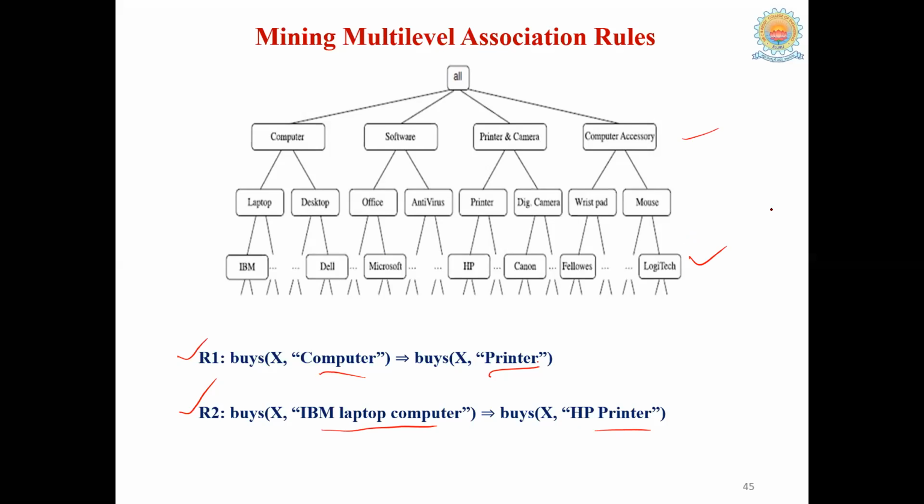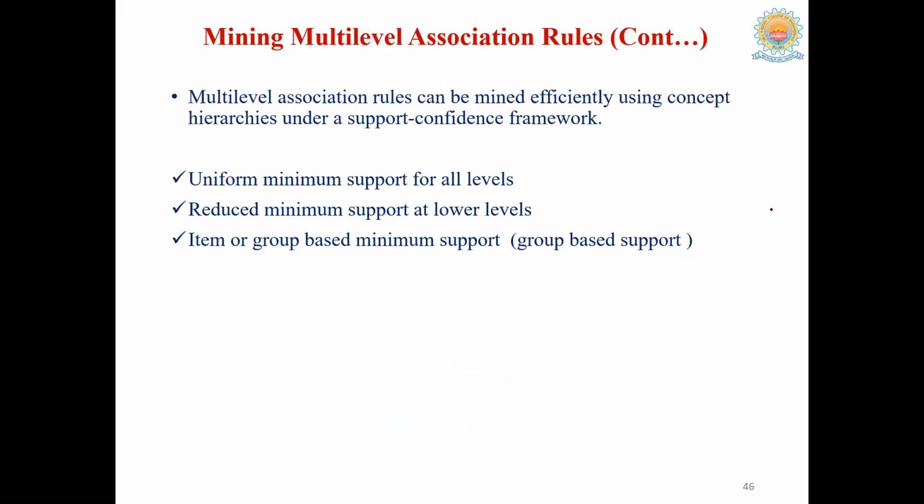So in this case, it is very difficult to extract interesting patterns or association rules from the lower levels of abstraction, so we can generalize the concept. Mining of multi-level association rules can be done in three ways: uniform minimum support for all levels, reduced minimum support at lower levels, and item or group based minimum support.